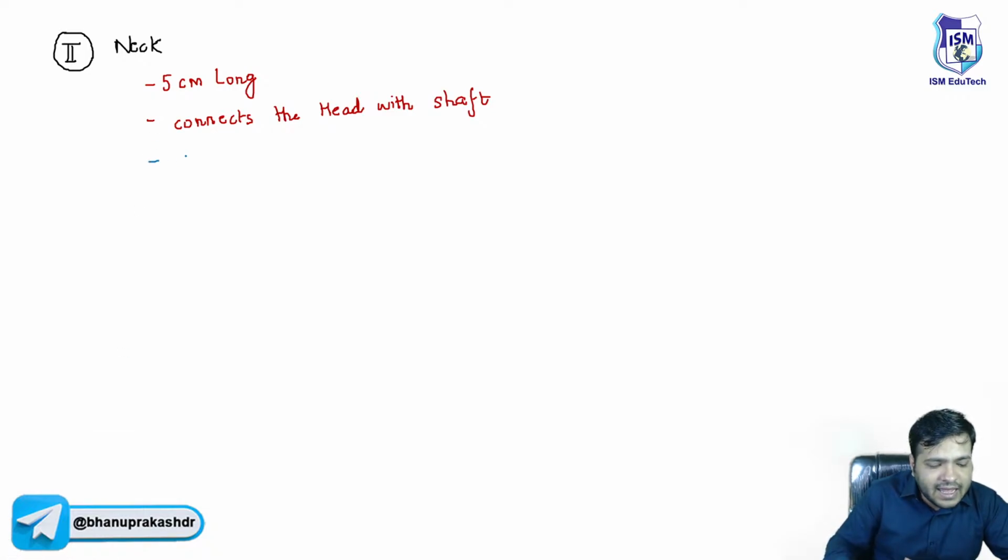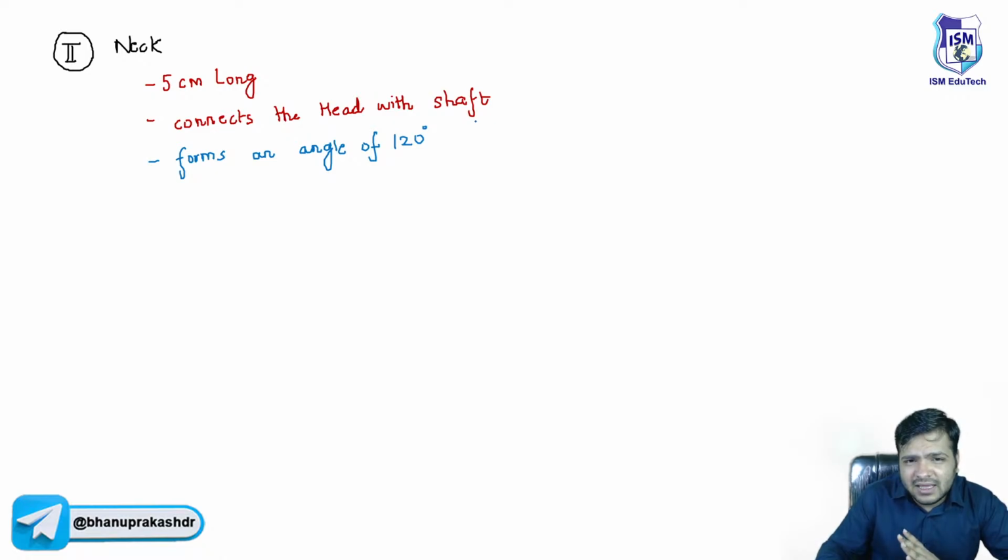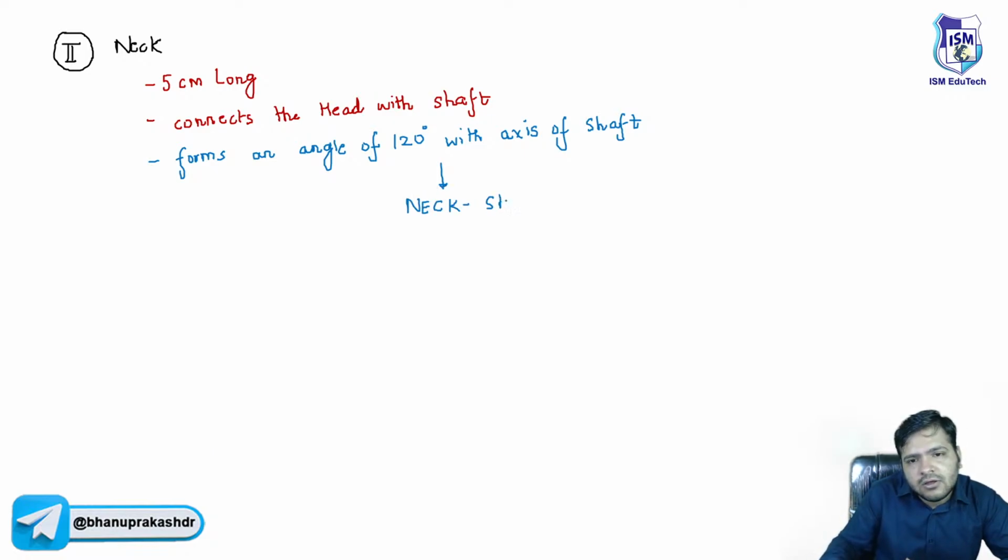Now, this is an important point that I will be writing over here. Remember, the neck forms an angle of 120 degrees, though it can vary from 110 to 130 degrees, with the axis of the shaft. This is called the neck shaft angle, and I will show you the angle also, no need to worry.